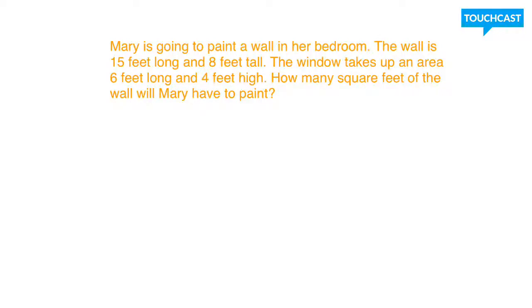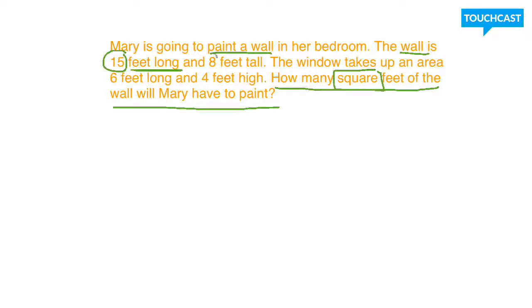Okay, so first let's think about what the question is asking. What do we need to find? We need to find how many square feet, ooh, that word square feet, of the wall will Mary have to paint. Let's look at some information that we have. Well, we know that she's painting a wall. We know that the wall is 15 feet long and 8 feet tall. We also know that there's a window, and the area of that window is 6 feet long and 4 feet high. Okay, so we have a lot of information here.